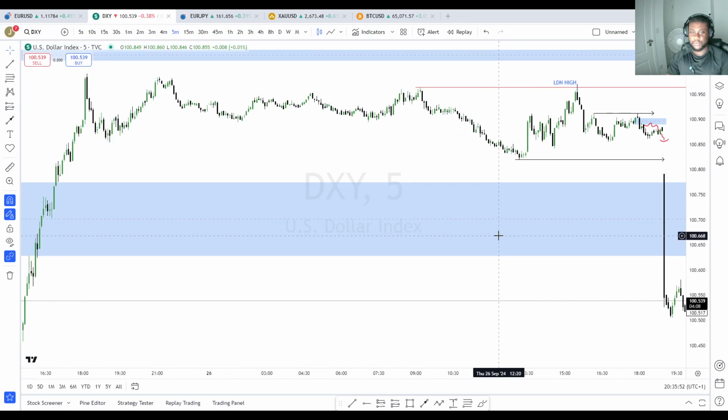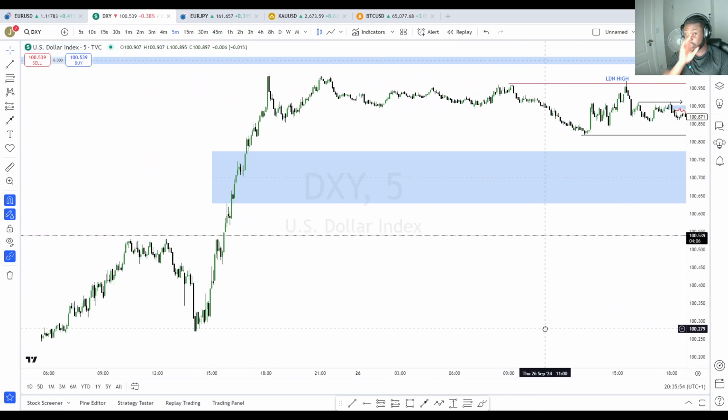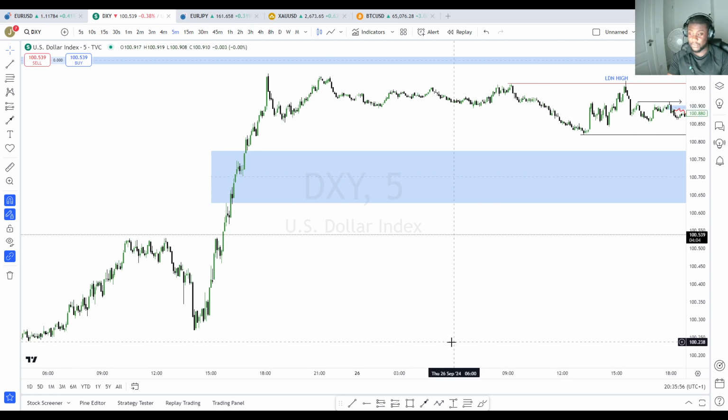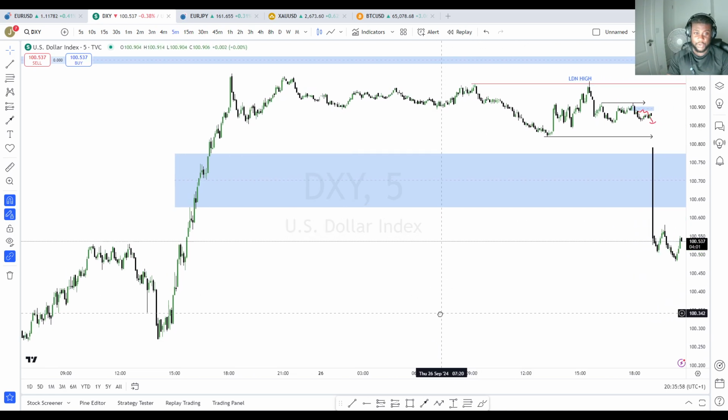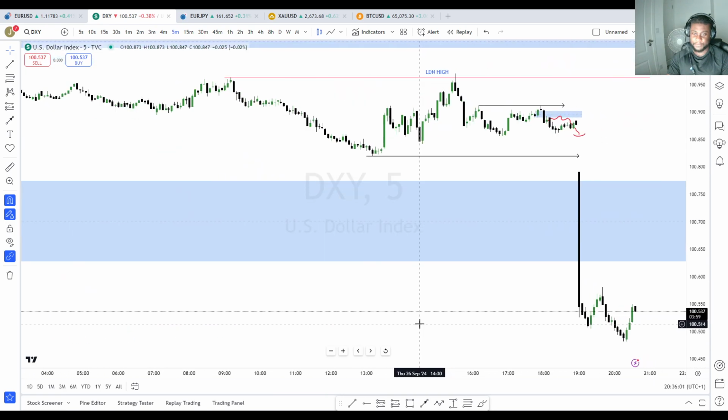Now, my next attention was to see exactly what the DXY is doing, because whenever I do want to take a position on gold, I need to understand what the DXY is doing and how it may potentially affect my position. So we had the flip picture here.